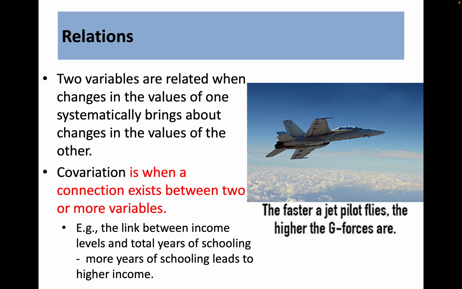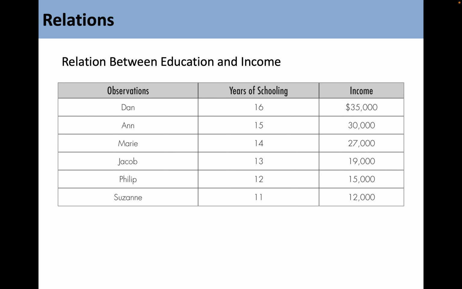Those are covariations. And this is the relationship between income and education. The more education you have, the more money you make. Dan has 16 years of schooling and he makes $35,000. Anne has 15 years and she makes $30,000. Marie has 14 years of schooling. She makes $27,000 a year, and on and on.